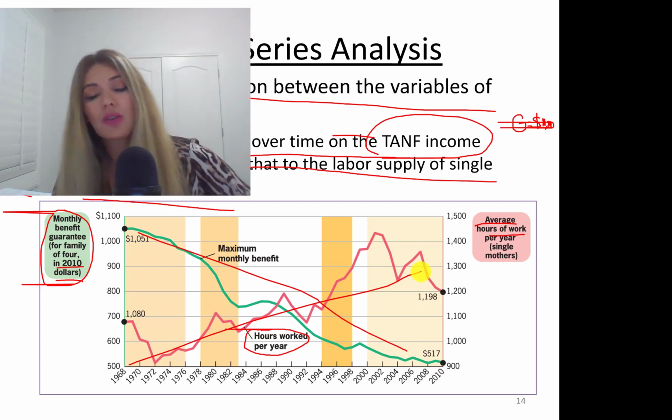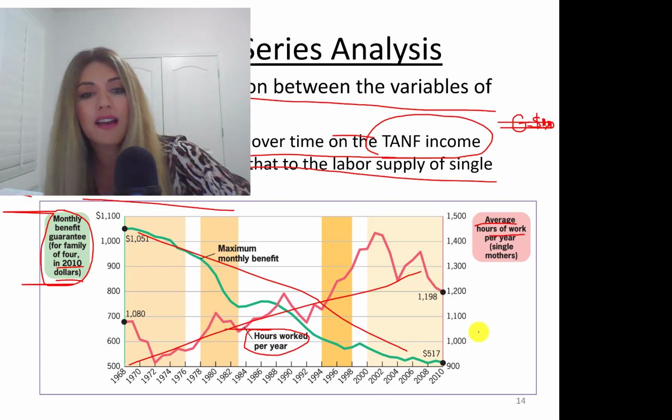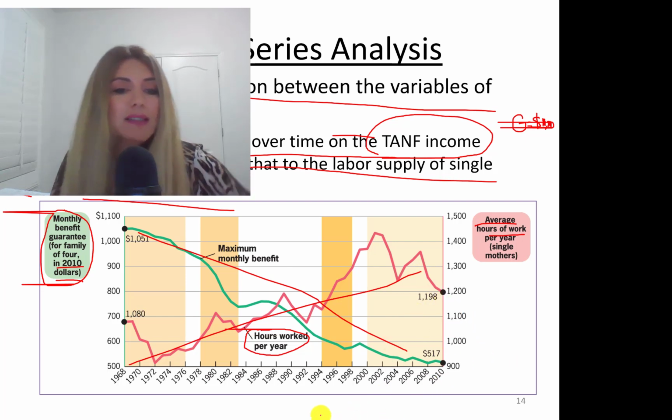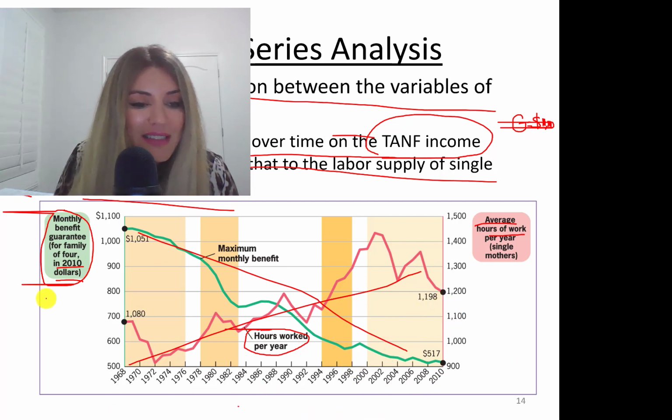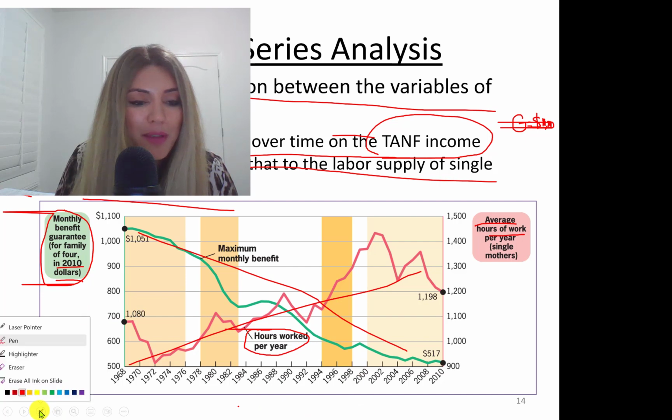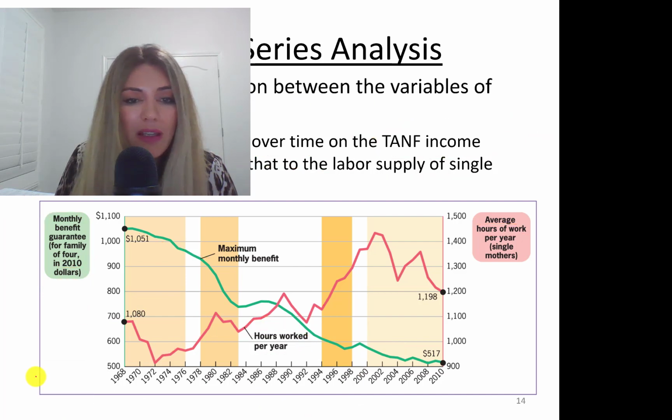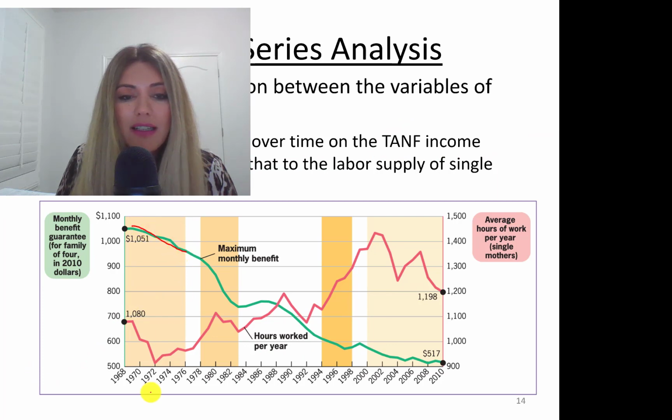Okay, so there are different time periods. Of course, you will see some irregularities. Let's take a look. In some time periods you will see some irregularities. For instance, here, benefits are declining.